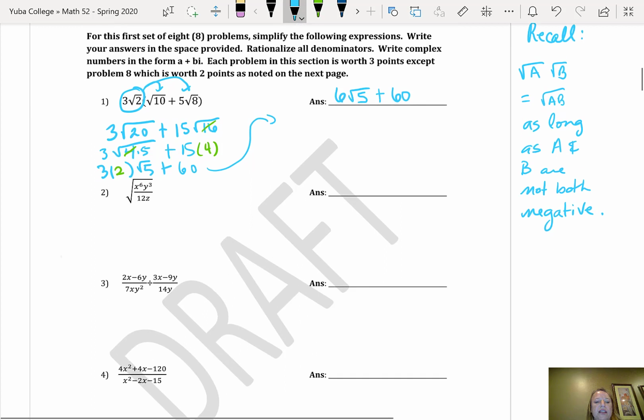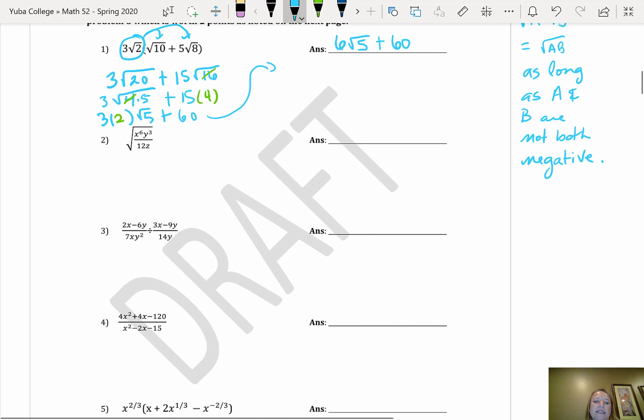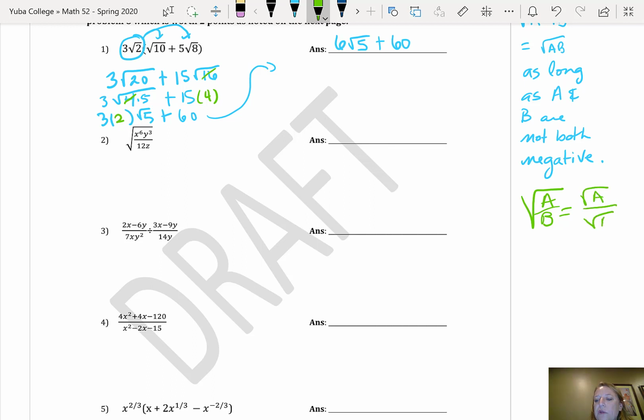Okay, so now we want to look at the following. The square root of the fraction x to the 6th power times y to the 3rd power all over 12z. So there's another rule for radicals that says if you have the square root of a fraction, a divided by b, we can break this down, and sometimes it's helpful to go the other direction, but we can break this down as the square root of a over the square root of b.